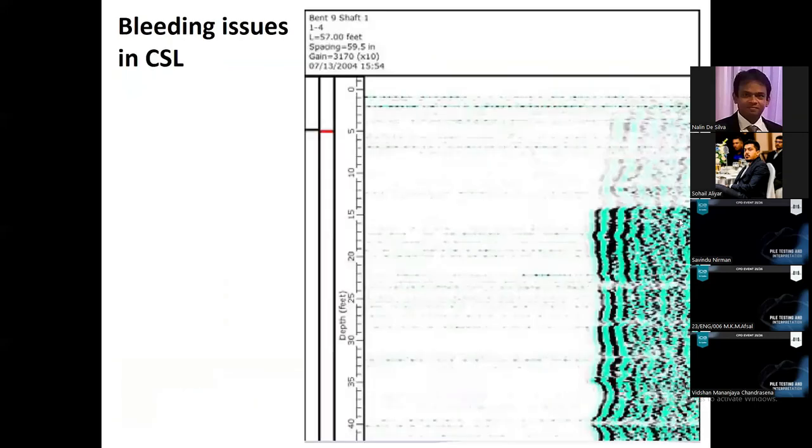Then come bleeding issues. Bleeding means water can accumulate around the tube, right? Water is separated from concrete, and that water can accumulate around the access tube, creating this kind of bleeding problem. So actually, bleeding will indicate as a defect along the pipe.